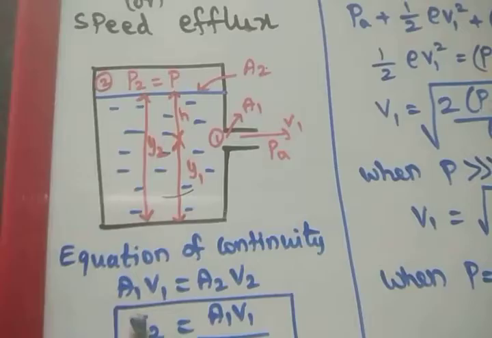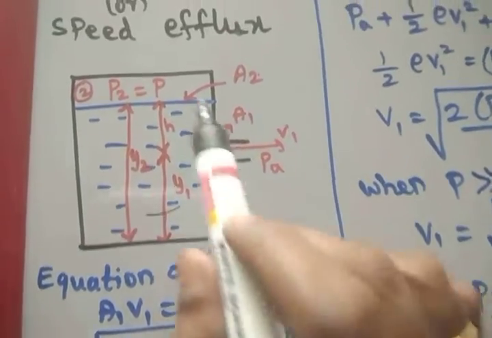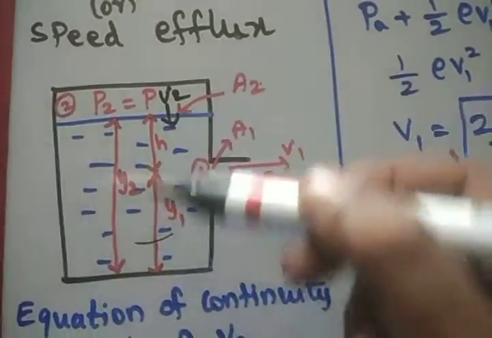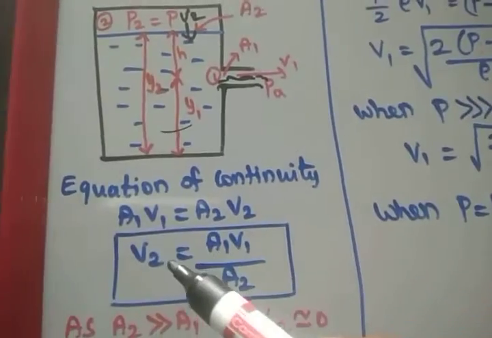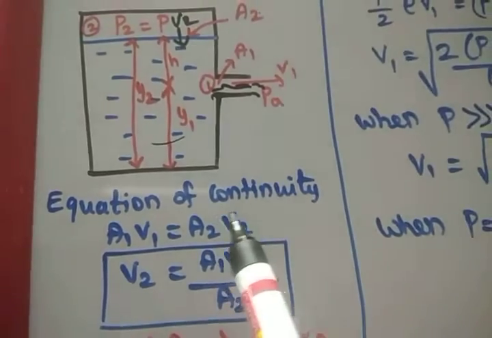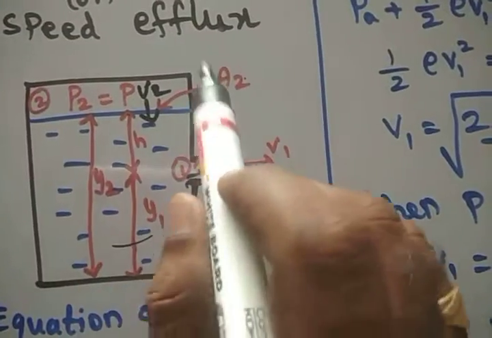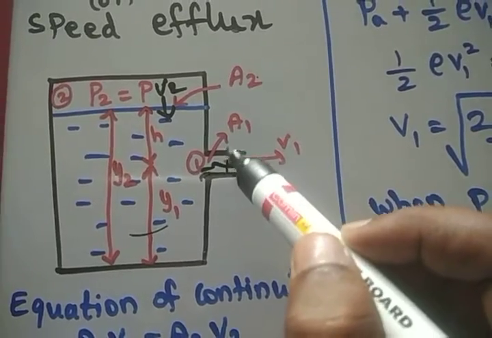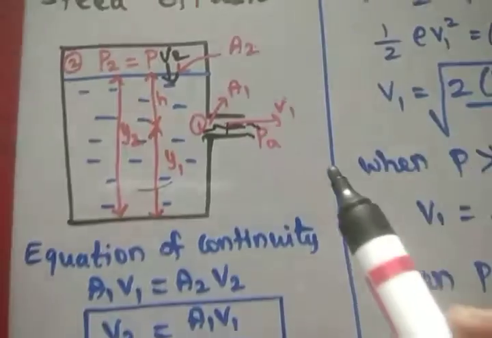By using the equation of continuity, A1 V1 is equal to A2 V2. So what is the velocity at this position? How fast will the liquid level fall when the liquid comes out through this opening? The velocity V2 is equal to A1 V1 by A2, with A2 in the denominator. Here we know that the area of cross section of this container is very much greater than the area of cross section of this small opening. So this V2 will be approximately equal to 0.